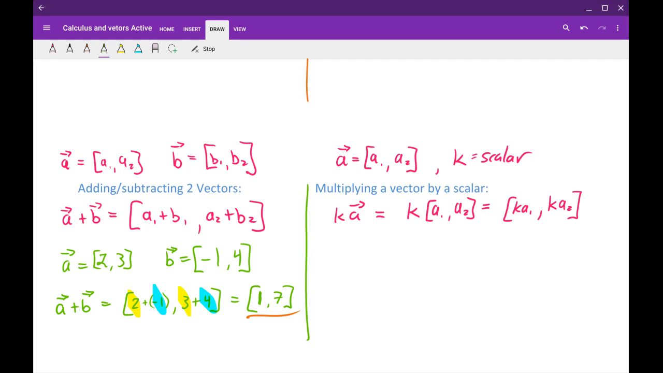So let's make up an example. Let's say that our A vector is again [2, 3]. Let's figure out what negative 3A is equal to. Negative 3A is just negative 3 times [2, 3], which is [-6, -9]. So that would be a new vector, [-6, -9].